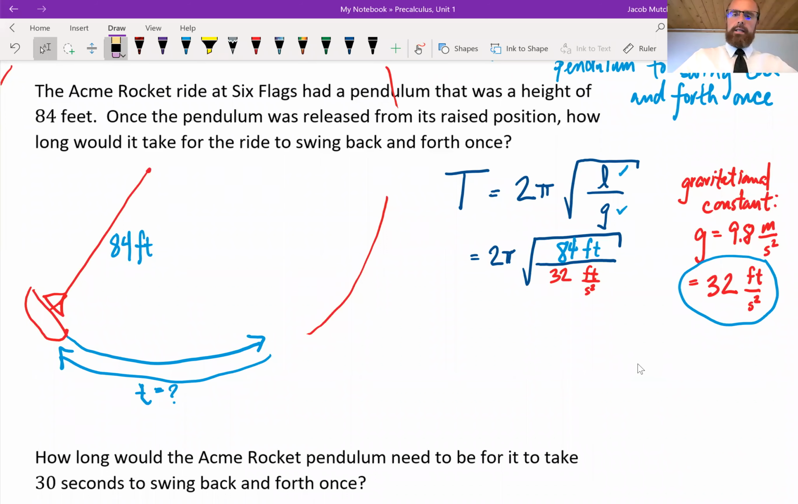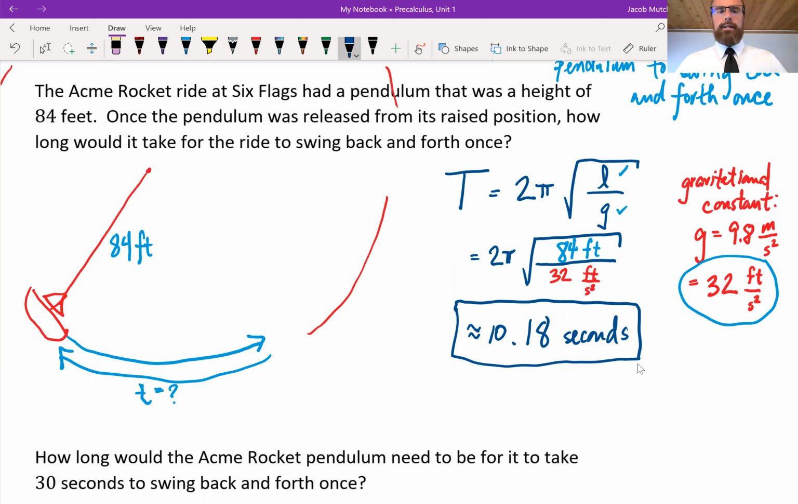So that, again, for our pendulum, for the Rock and Rocket, 10.18 seconds. And we'll box that. Again, I put the wavy sign to indicate that that's an approximated answer.